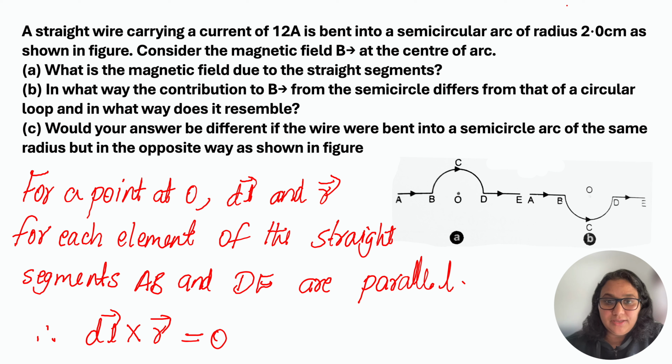For a point at O, dl and r for each element of the straight segments AB and DE are parallel. So the cross product dl cross r is equal to 0, or dlr sine theta is equal to 0. Here theta is 0 degrees, and sine 0 is 0. That's why the cross product dl cross r is equal to 0.